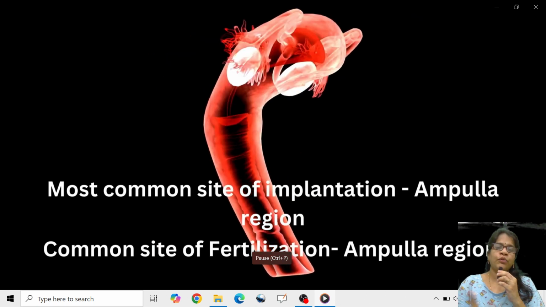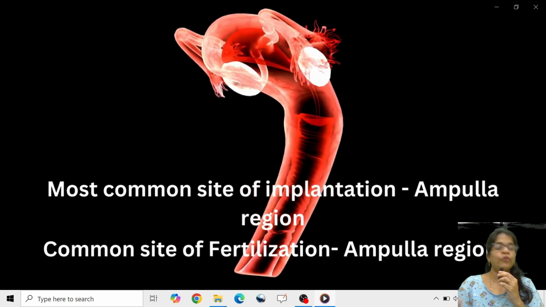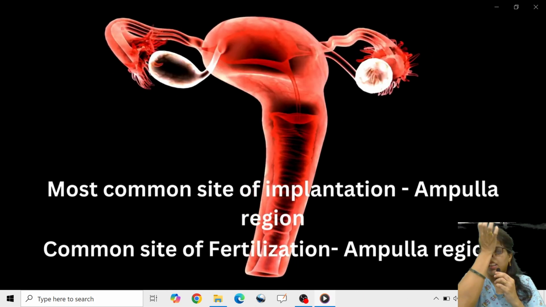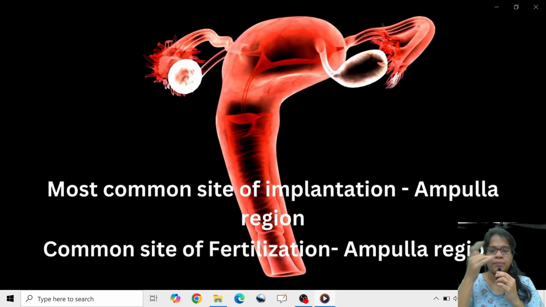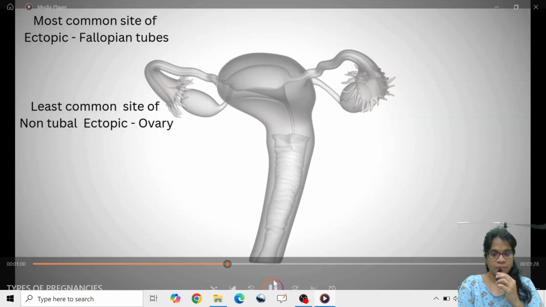Apart from that, I told you there are also chances of implantation happening in the ovarian part of your reproductive system. Not only the fallopian tube, sometimes the ovarian part, and even the infundibulum part, can hold the baby, which is generally rare.